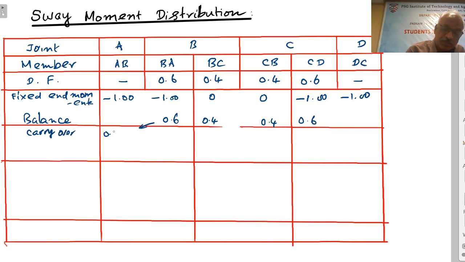So this is 0.3, half the value under the same sign, 0.3. So this is 0.2 here, and from here to here 0.2 here. So this is carry over. Again balance.